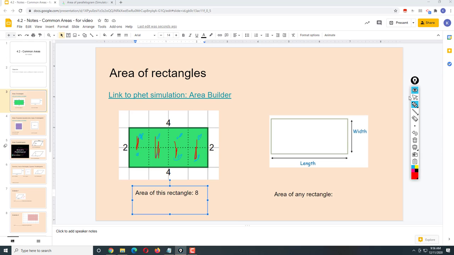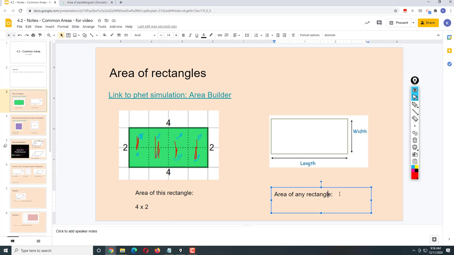So that's 4 2's, right? 2 plus 2 plus 2 plus 2, which is 4 times 2. So the area of this rectangle is really 4 times 2. And really, the area for any rectangle has to be the length times the width.